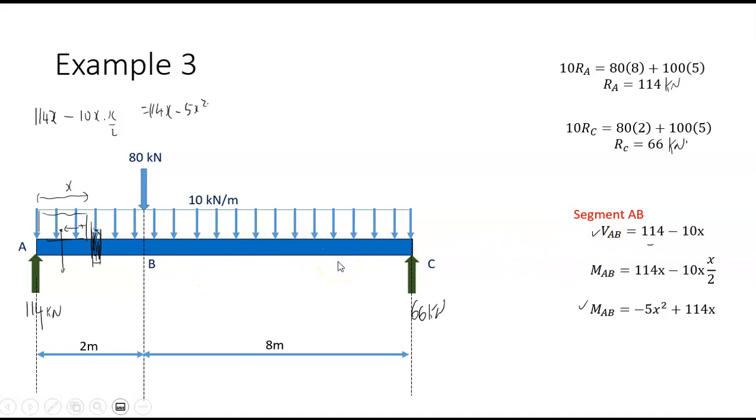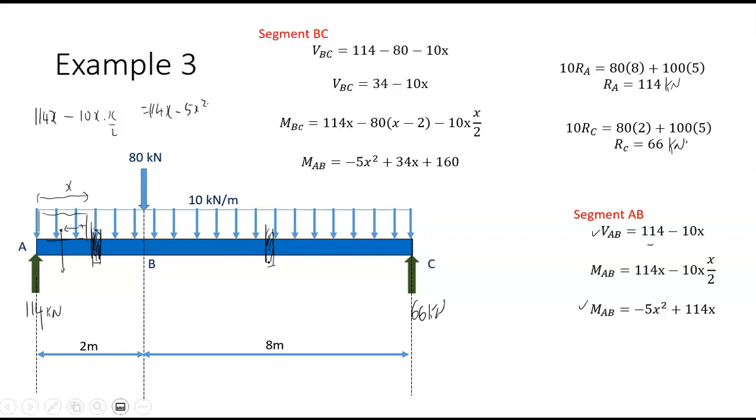If I want to look at segment BC, somewhere in here, well then the shear force, adding the forces up to the left, we have 114 minus 80 and minus 10 kilonewtons by x, so whatever this value is now, x is here in this segment. When I add that up, I get 34 minus 10x.